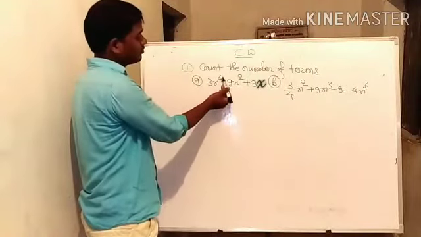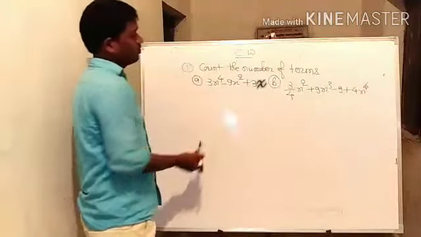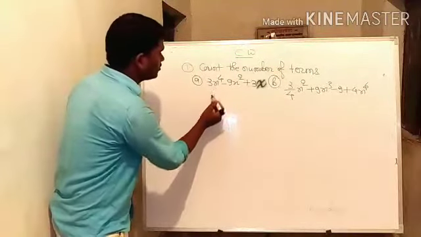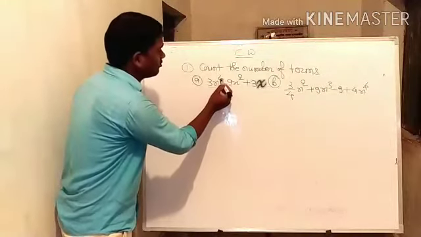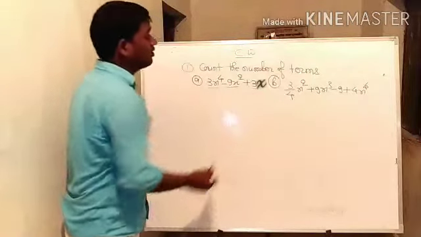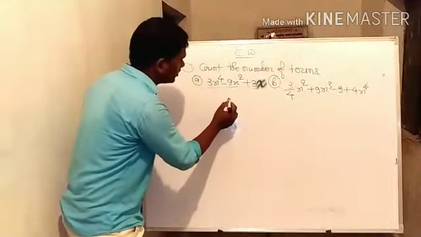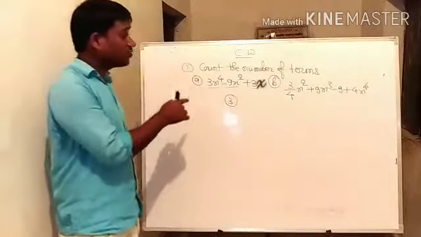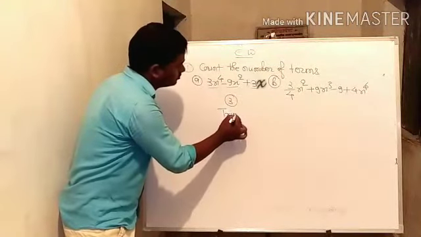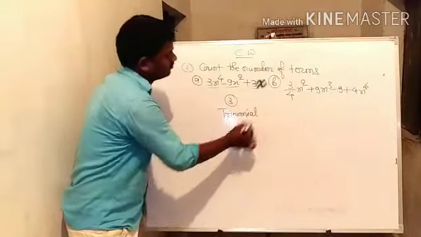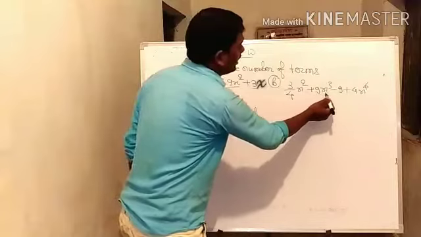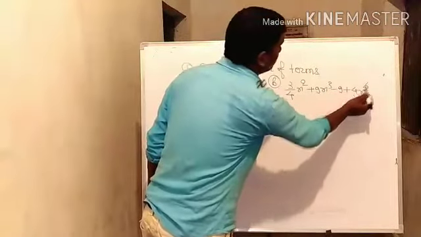In the first, 3x raised to power 4 minus 9x square plus 3, how can you count the number of terms? 3x raised to power 4 is the first term, minus 9x square is the second term, and 3 is the third. So in this question, how many terms? 3 terms. And according to the terms, which kind of polynomial? Trinomial.